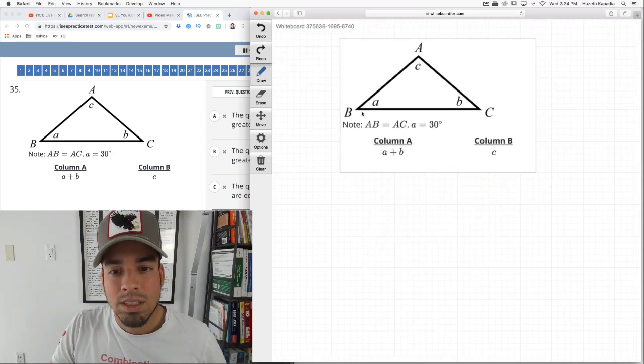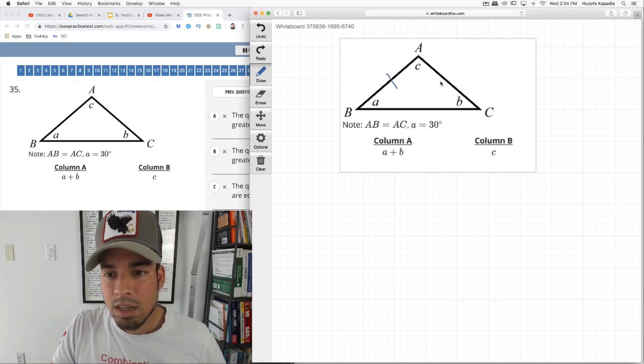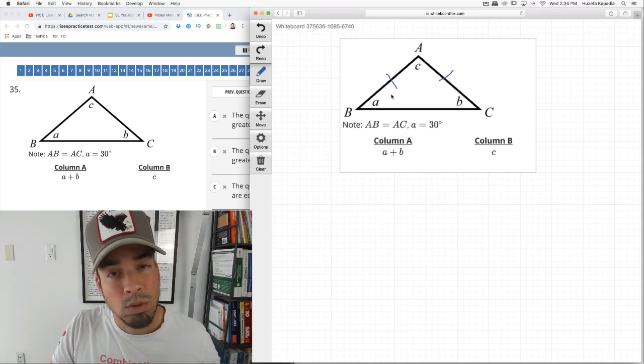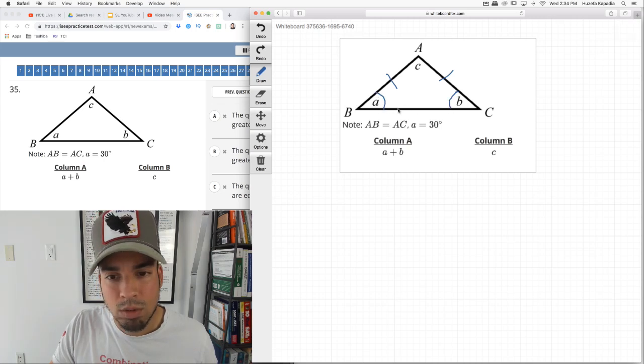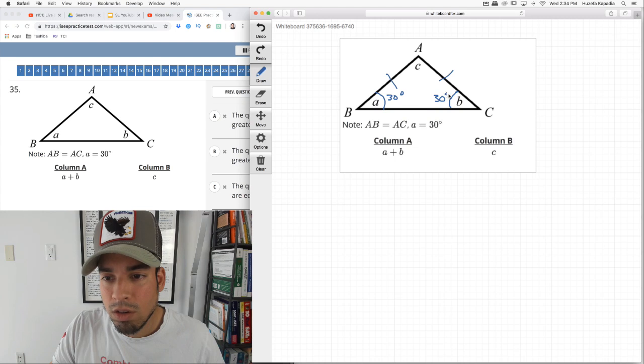So if they're telling us that AB equals AC, this is an isosceles triangle. Both of these sides are equal. What we know about isosceles triangles is if the sides are equal, the opposite angles must be equal. That's our marking for the equal sides. And then we know that A equals 30. So if this guy equals 30 over here, this guy equals 30 over here.